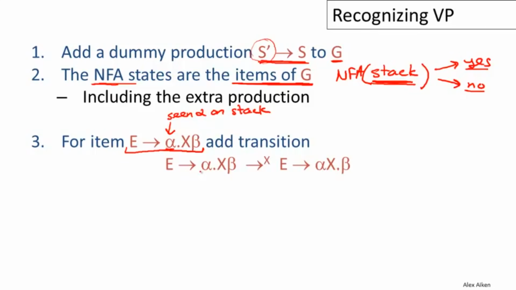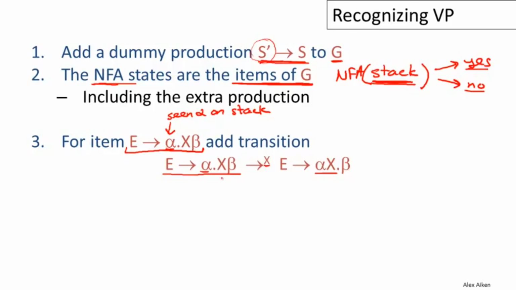So we have a transition: if we're in this state where we are working on this production and we've seen alpha on the stack, if the next thing is an x, on input x we can go to this state where we record the fact that we've seen alpha x on the stack and we're waiting to see the remaining portion beta of that production. Okay, so this is one kind of move that the non-deterministic finite automaton can make.